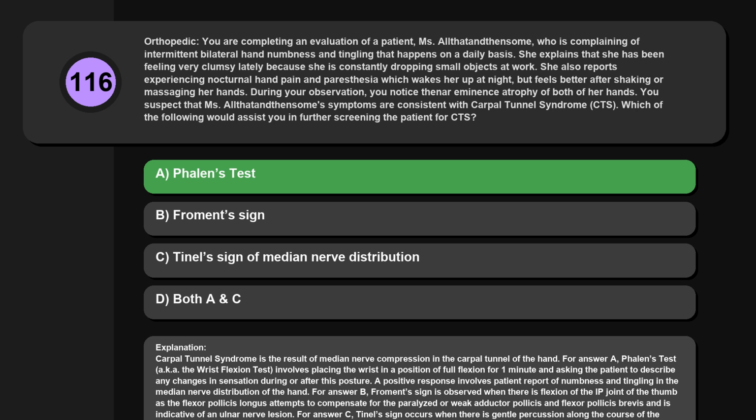For answer C, Tinel's sign occurs when there is gentle percussion along the course of the median nerve and tingling persists for several seconds along the median nerve distribution of the hand. Since both the Phelan's test and the Tinel's sign indicate median nerve compression, answer D is the correct choice.